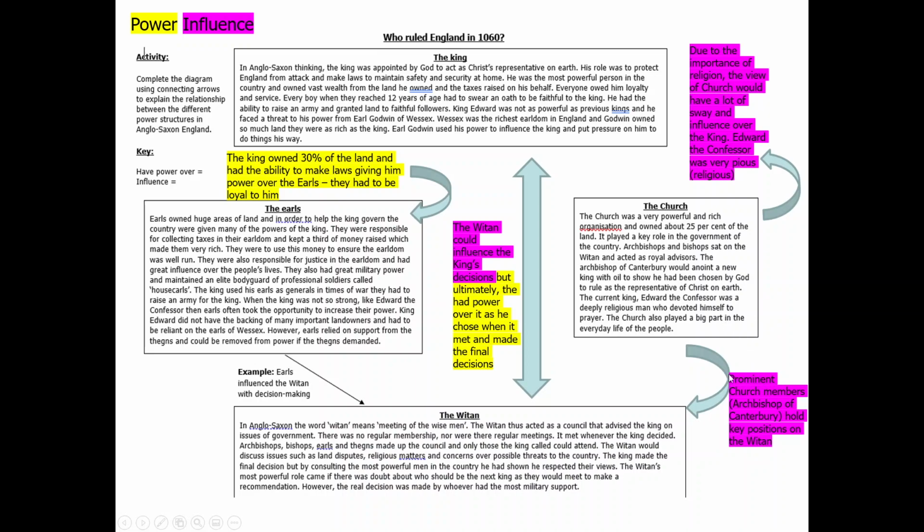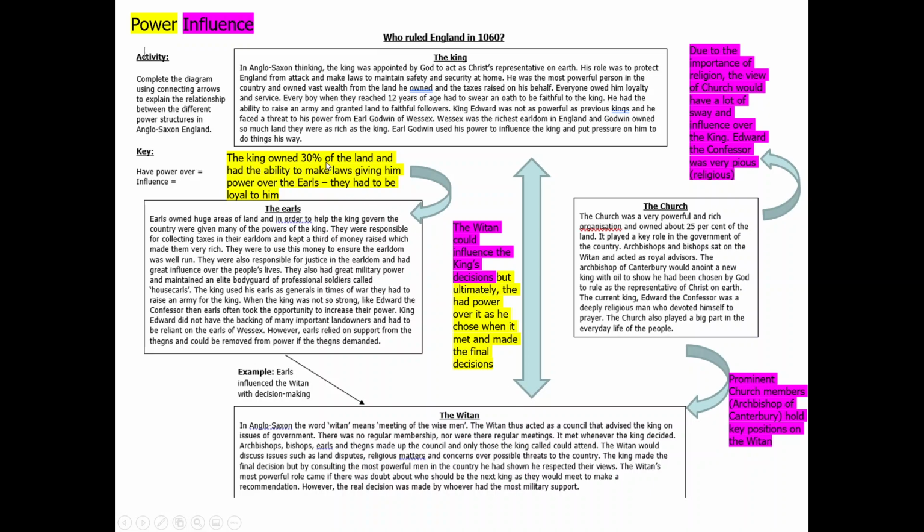The church have influence over the Witan because prominent church members are on the Witan, on this council, like the Archbishop of Canterbury. I've said, though, that the Witan influences the king's decisions, but it goes both ways, and the king has power over the Witan. He decides when it meets, and ultimately the king makes the final decisions.